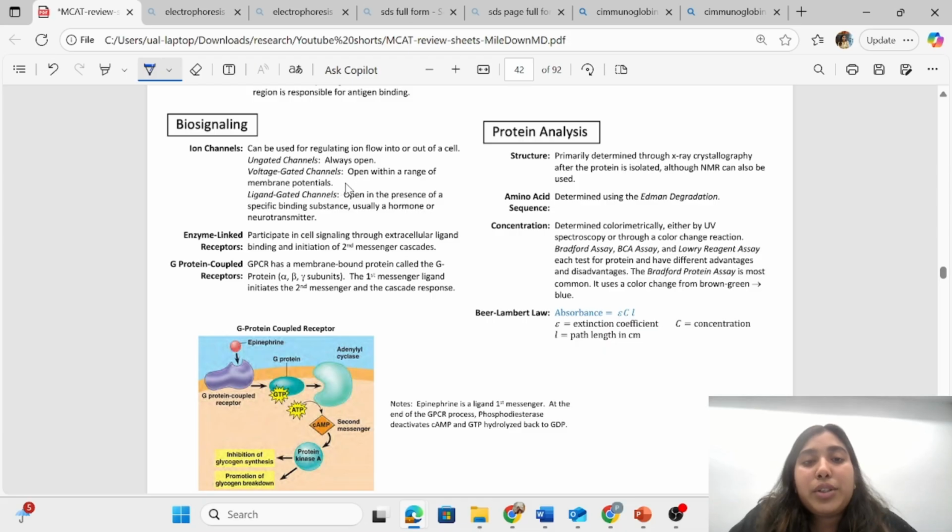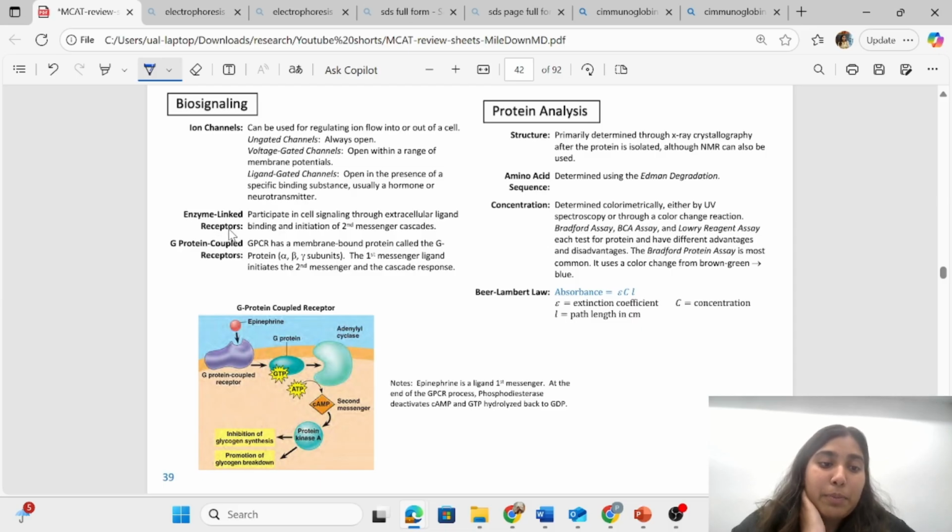Voltage gated channels are usually restricted by the membrane potential. So if there's a specific potential, then only it will open. Otherwise, if it's a higher potential or lower potential, it won't open. A ligand gated channel is one where a specific ligand comes and binds to it. For example, epinephrine coming and binding to the G protein coupled receptor. So these are like the ligand gated channels, which open in the presence of a specific binding substance.